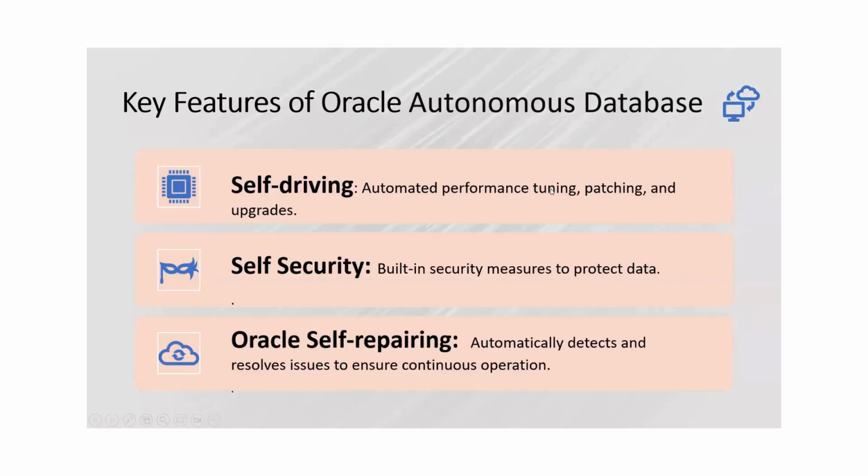The key features of Oracle Autonomous Database: the first is self-driving. Most of the tasks are self-managed, like performance tuning, patching, and upgrades. The second is self-securing, which is built in at this moment. And the last one is self-repairing. So if there is any issue, it will detect it itself and resolve those issues.